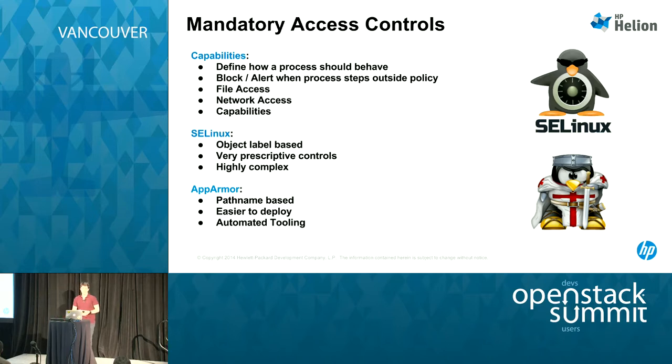SE Linux gives you object label based security. It's very prescriptive controls and it's highly complex. I think that's probably fair to say. You can't sit down and look at an SE Linux policy and understand it without having first read how SE Linux policies work. It does give you some excellent control. AppArmor is path based. It's much easier to deploy, and I think it's probably fair to say there's better automated tooling around it today. Some people will say that it doesn't give you the same granularity of control around what processes can do. And there may be a trade-off to make in your organization.